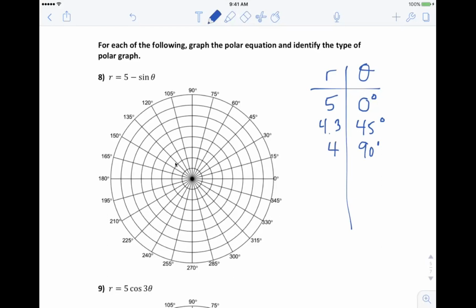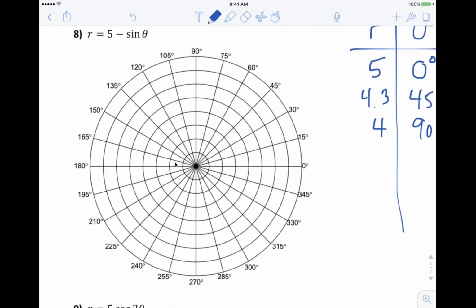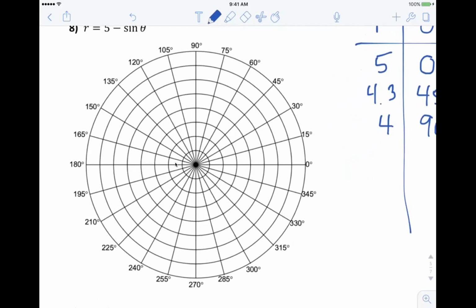Oftentimes these are symmetric, so you can see the pattern symmetrically as you go, right? So we have 5, 0, which is right there, right? 1, 2, 3, 4, 5. At 45, we got the 4.8 (approximately), right? And then at 90 is the 4, right? So then probably at 135, I'll be back to that 4.8. And then over here at 180, back to 5.